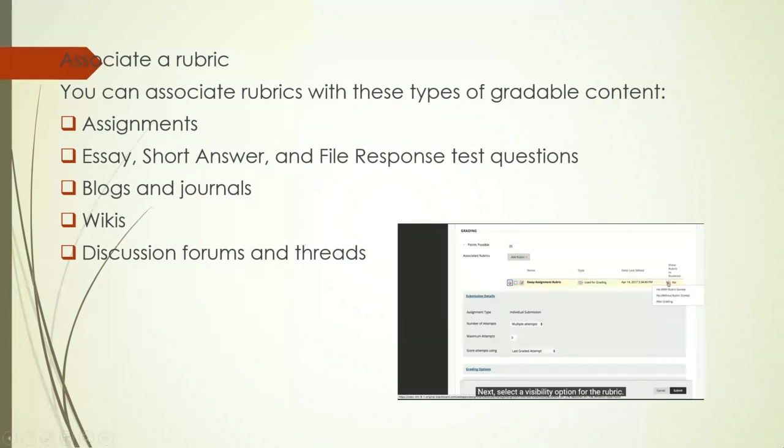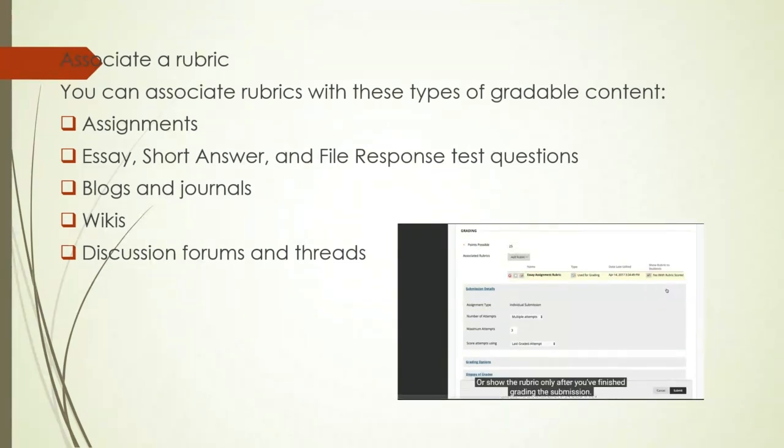Next, select a visibility option for the rubric. You can keep the rubric hidden from students, show the rubric to students with or without percentage values, or show the rubric only after you finish grading the section. Finally, select Submit and you are finished.